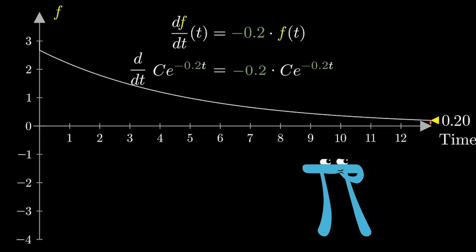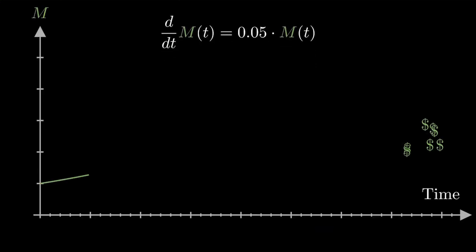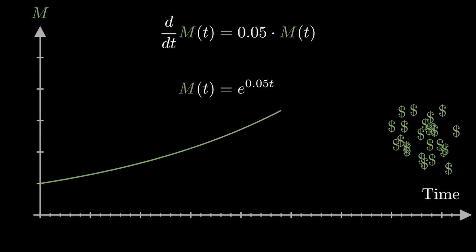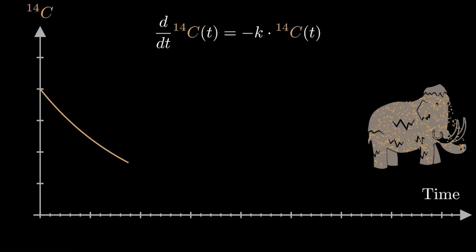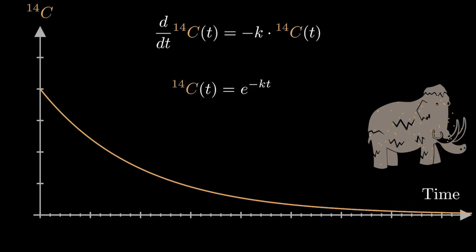If the rate at which your investment grows, for example, is always, say, 0.05 times the total value, then its value over time is going to look like e to the 0.05 times t times whatever the initial investment was. If the rate at which the count of carbon-14 atoms in an old bone changes is always equal to some negative constant times that count itself, then over time that number will look approximately like e to that negative constant times t times whatever the initial count was.